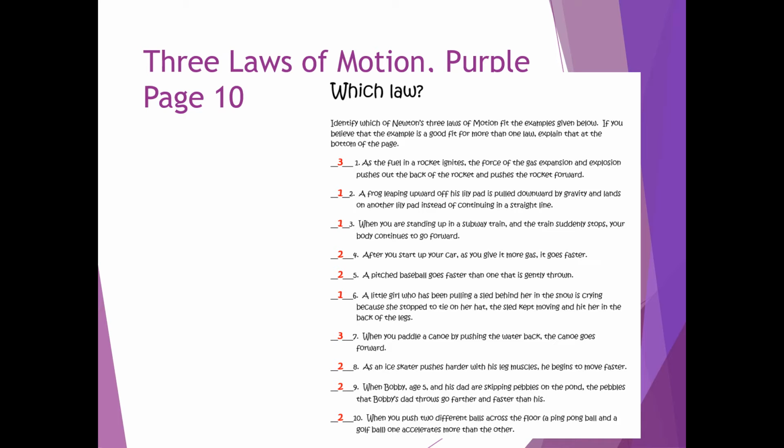Number 9, when Bobby, age 5, and his dad are skipping pebbles on the pond, the pebbles that Bobby's dad throws go farther and faster than his. So I'm thinking the dad can probably apply more force to the pebbles, so that sounds like different acceleration, so that sounds like number 2.